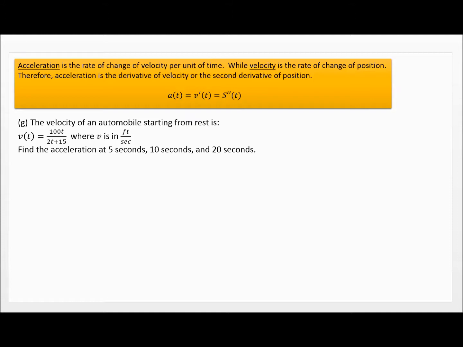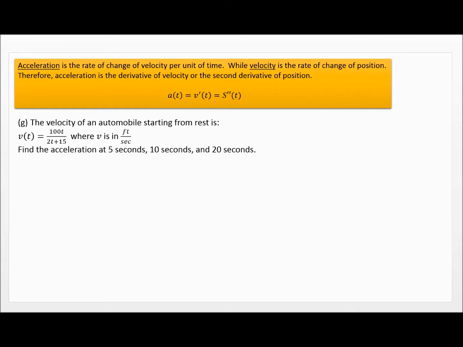So we have a problem G right here. The velocity of an automobile starting from rest is, okay, we have v of t, that is velocity, is 100t over 2t plus 15, where v is in feet per second. So you have to have some units here to be able to discuss this. It says find the acceleration at 5 seconds, 10 seconds, and 20 seconds. So if we're given velocity, notice right up here, and we want to find acceleration, it's the derivative of velocity.